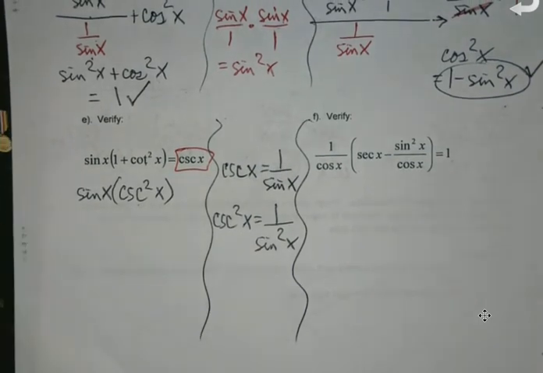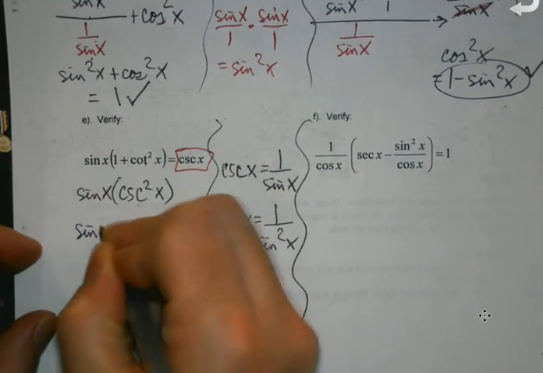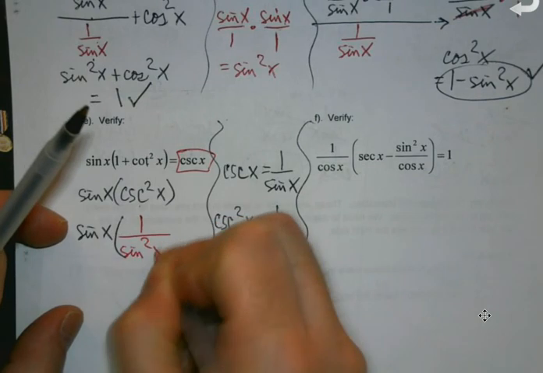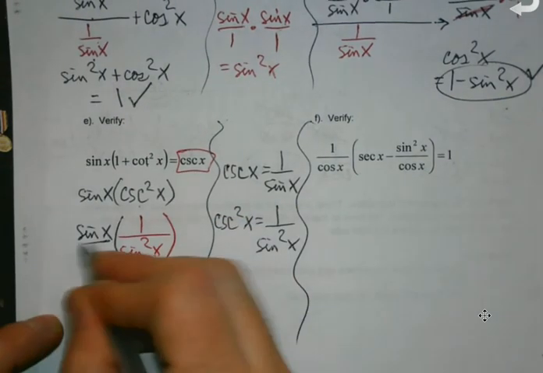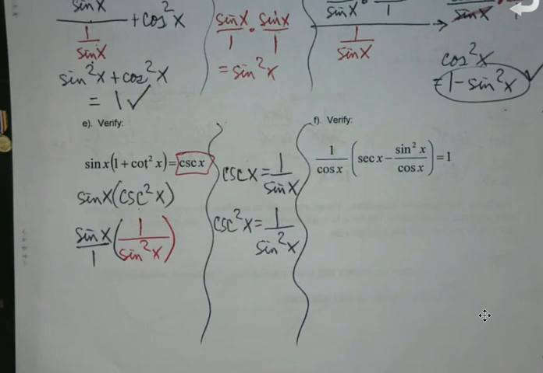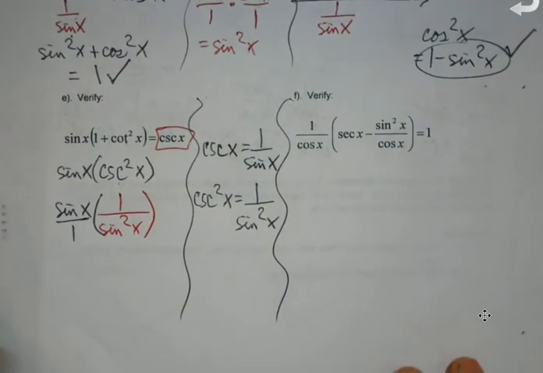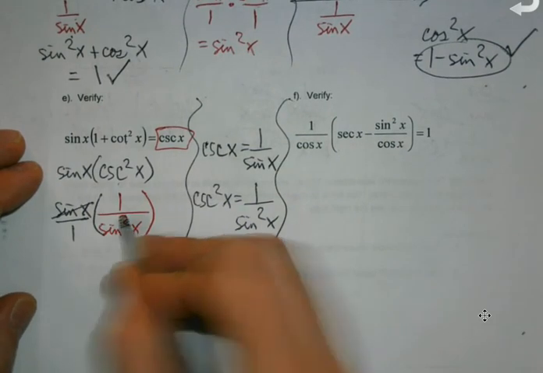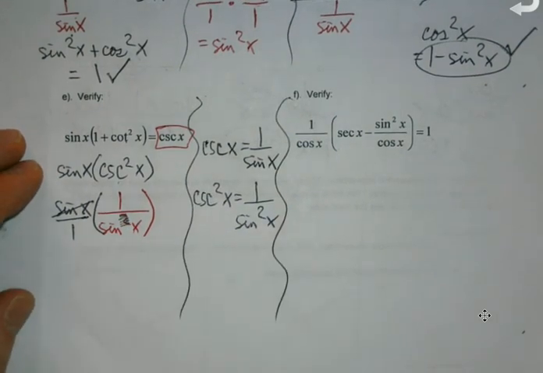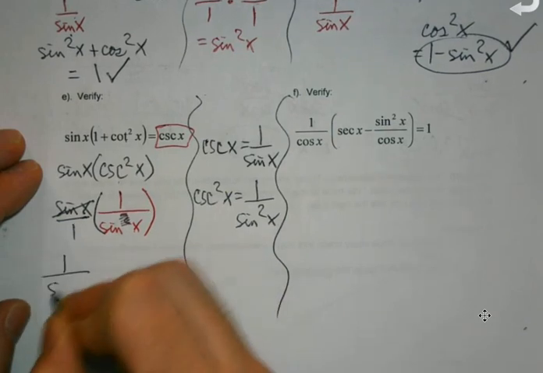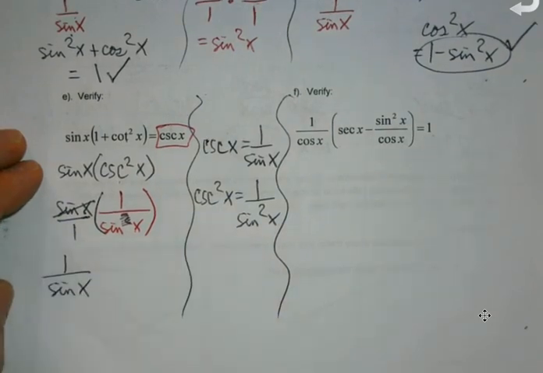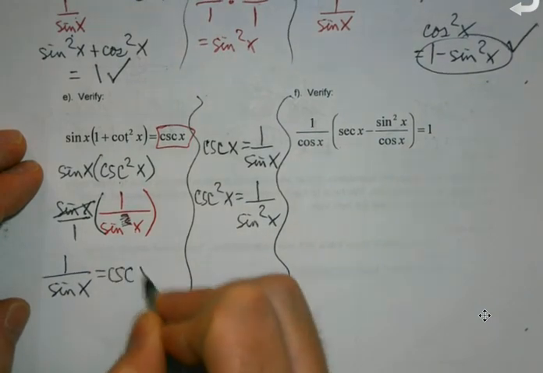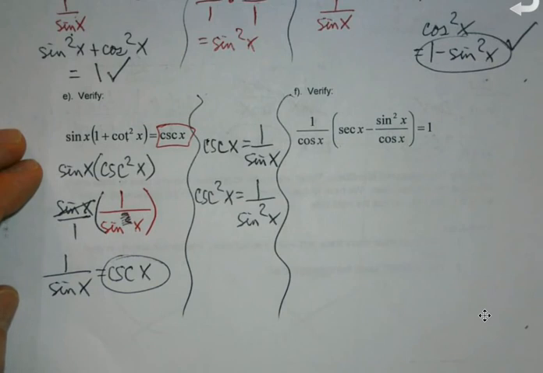So if I want to do that, I could do sine of x times 1 over sine squared of x. And you're like, okay, so then what? Well, the sine of x can wipe out one of these, the squared part, leaving me with 1 over sine of x. And if I flip that, you're like, well, wait a minute, I don't see that anywhere on the front.